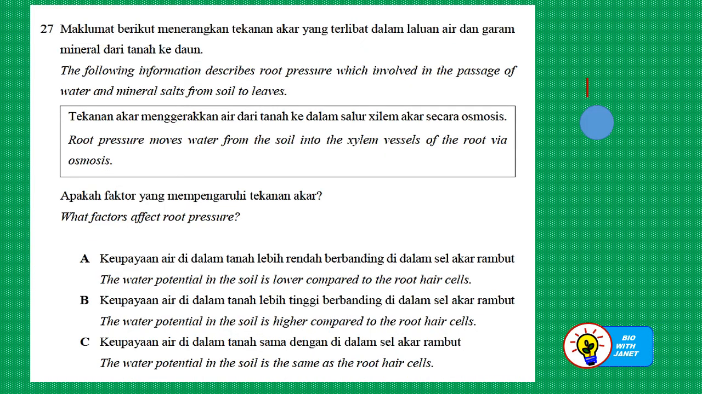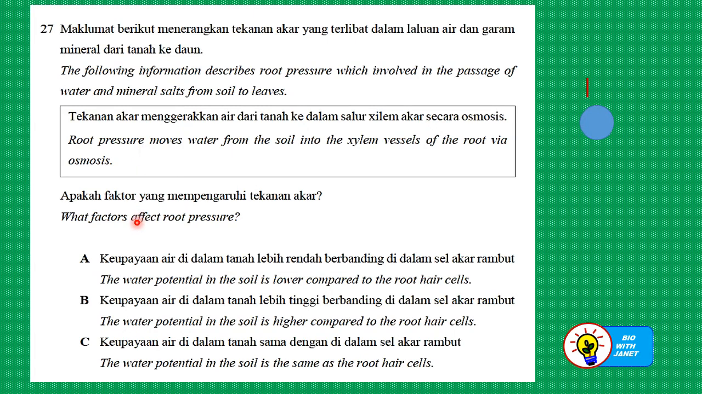Question 27. The following information describes root pressure, which is involved in the passage of water and mineral salts from soil to leaves. Root pressure moves water from the soil into the xylem vessels of the root by osmosis. So root pressure is a force that will move water from the root hair cells into other root cells until it reaches the xylem vessels in the center of the root. And then the water will also diffuse from the root cells into the xylem vessels by osmosis. So this is how the force called root pressure is created, which helps to move water in the roots of the plant.